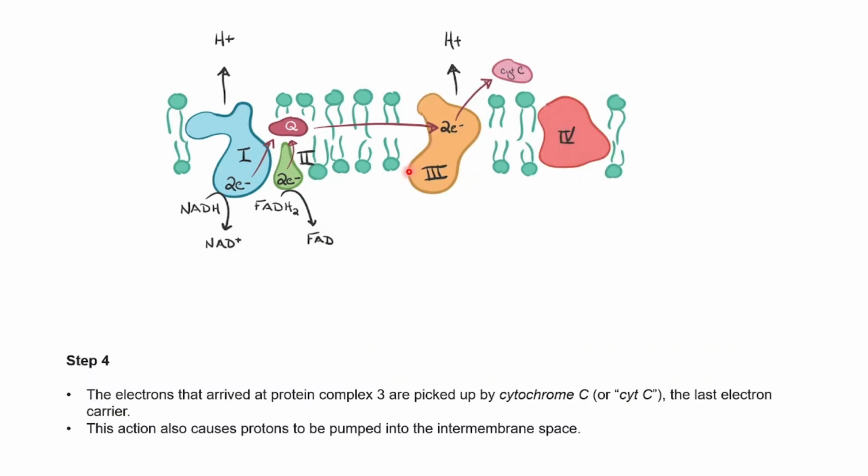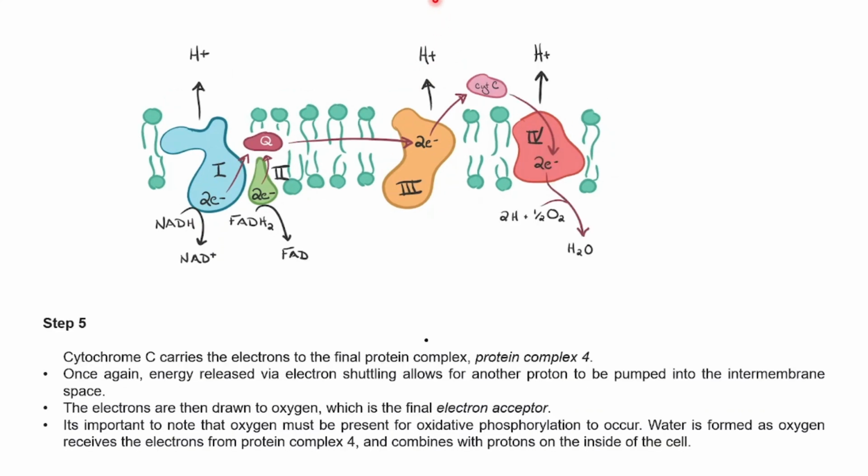And then in step 4, the electrons that arrive at protein complex 3 are picked up by cytochrome C, which is the last electron carrier here. This action also causes protons to be pumped into the intermembrane space. As you can see, this process is happening. It's a means of storing the transformed energy, as we talked about in the previous slide.